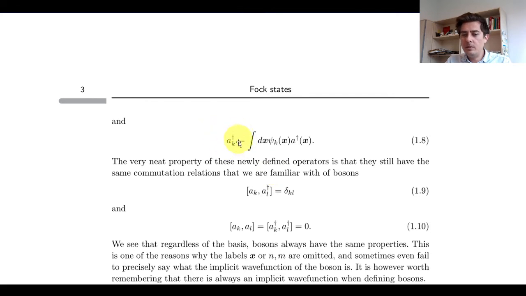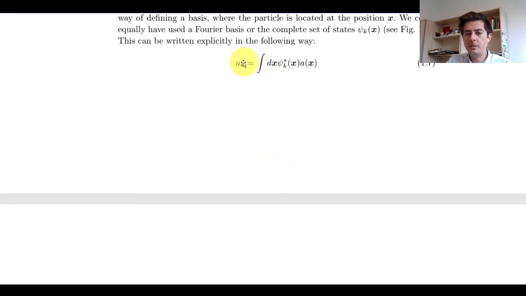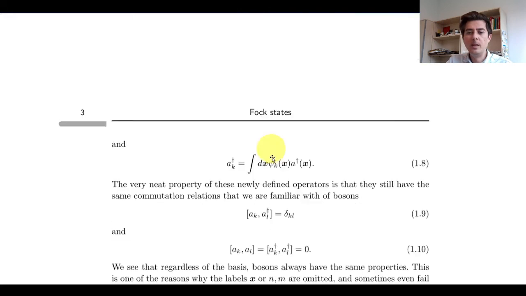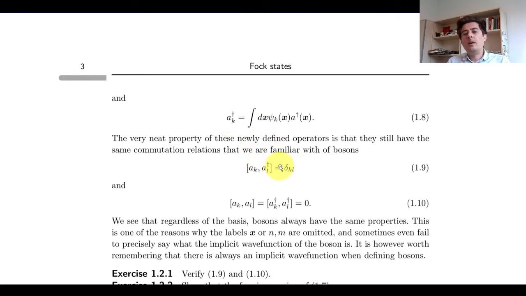Why we can still interpret these things as creation and annihilation operators is that if you take the commutation relation of these bosonic operators in a different basis, so for example this one and this one, then they still satisfy the same type of commutation relations that we're used to, and because this time it's discrete, this is a Kronecker delta. And over here we again have the same type of zero commutation relation if we're dealing with two annihilation operators or two creation operators.